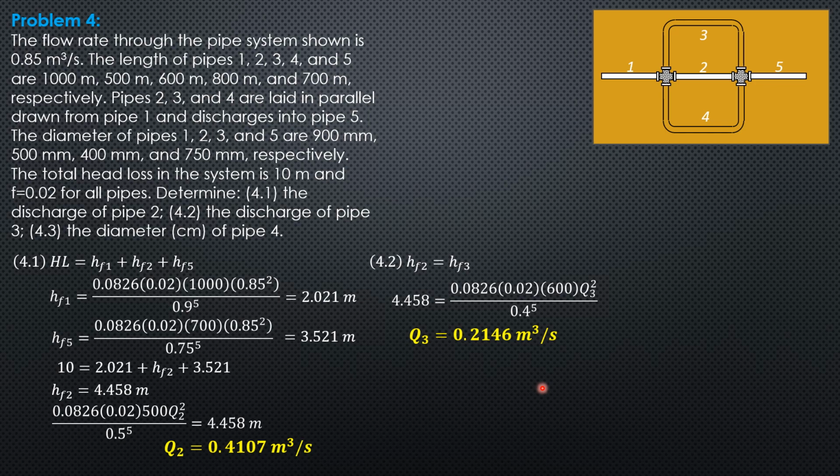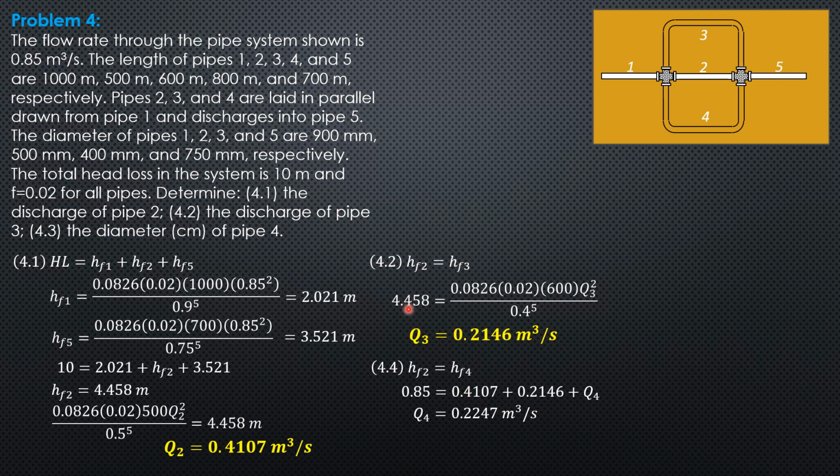Then finally, the diameter of pipe 4. Before we can compute the diameter of pipe 4, we need to solve for Q4. So 0.85 equals Q2 plus Q3 plus Q4. HF2 is also equal to HF4. So Q4 is 0.2247 cubic meter per second.